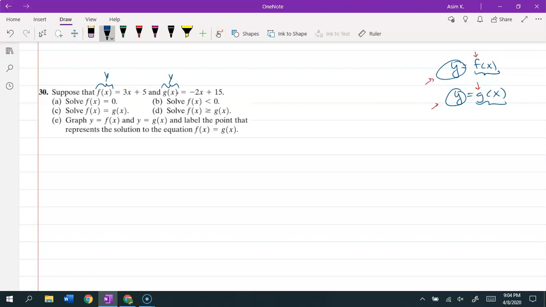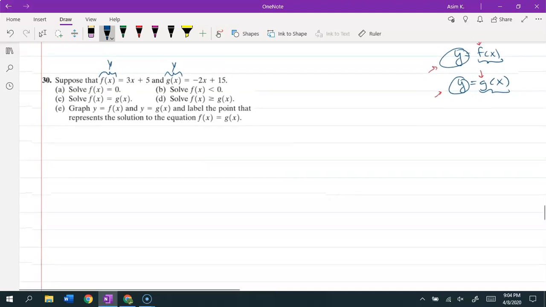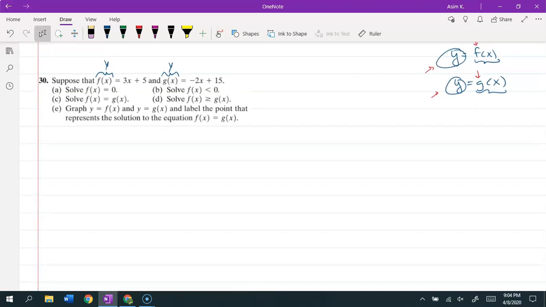All right, so I'm going to go through a handful of questions here with you just to make sure that you're able and you're comfortable to solve these problems. So letter A says, solve f of x equal to 0. Okay, solve f of x equal to 0. Now, what does that mean? Go to the equation that says f of x, right? It says f of x is equal to 3x plus 5.